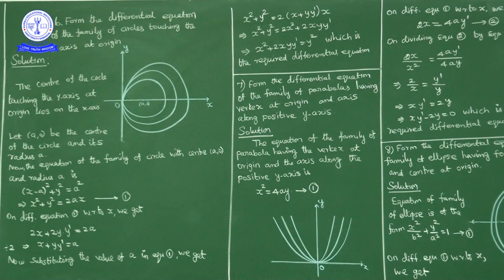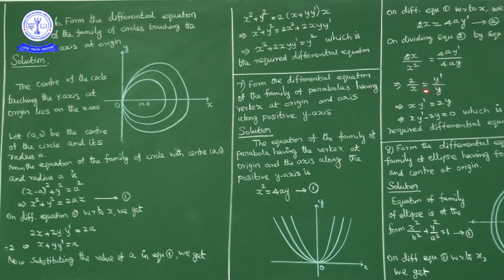Okay, now in place of 4a we have to eliminate a, no. So for this what I will do is equation 2 by equation 1 I will write. So what is equation 2? 2x is equal to 4a y dash. Equation 1 is x square is equal to 4a y. Left hand side x square, right hand side 4a y. Here 4a cancel, here x, x cancel. So 2 by x is equal to y dash by y.